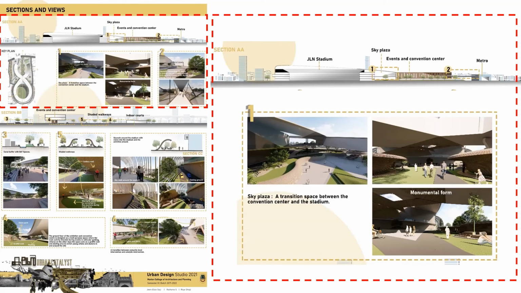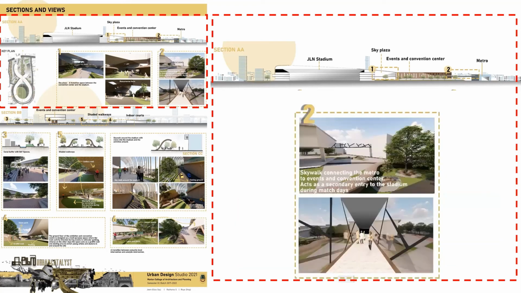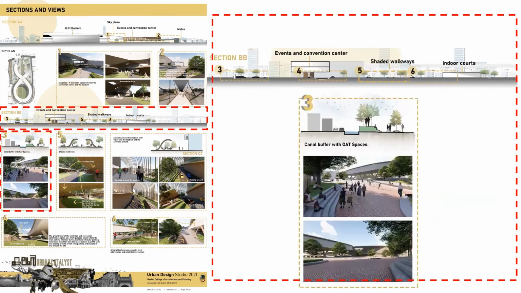The first one is Sky Plaza, which acts as a transition from the event center to the stadium. Then comes the Skywalk connecting the metro to the convention center. Section BB shows the spaces between the built. This here shows the widened canal after treatment and the conversion of green corridor into an OAT with green buffers.